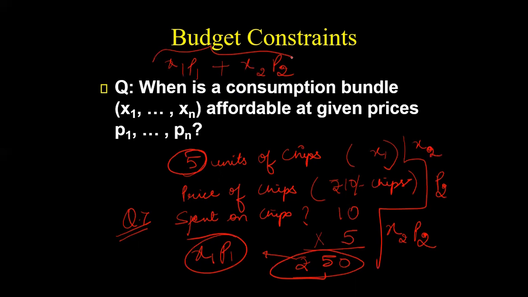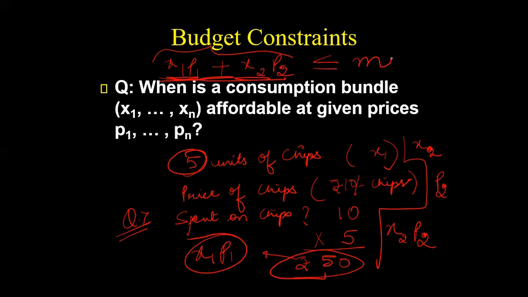Now, if I ask you how much can you spend at max, you will tell me not more than my pocket money, not more than my income. Whatever my parents give me as my pocket money becomes my income, and I cannot spend more than my income. So whatever money you spend on good 1 plus good 2 has to be less than or equal to the income of the consumer. It can be exactly equal to income, or I can save some amount and spend less than my income. That is the budget constraint.